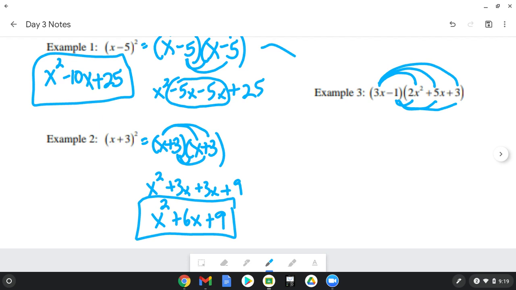So now if we did this correctly, 3x times 2x squared would give me 6, and then x times x squared is x to the third. 3x times 5x is 15x to the second power, because x times x is x squared. Then 3x times 3 is 9x. The second term by all 3 would give me negative 2x squared, and then negative 5x, and minus 3.